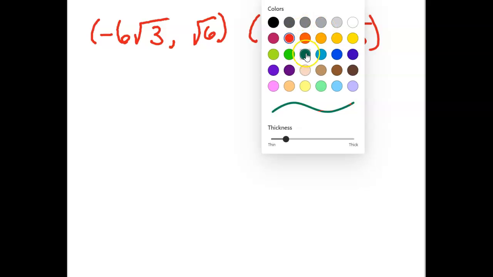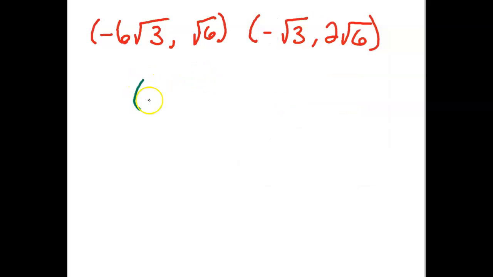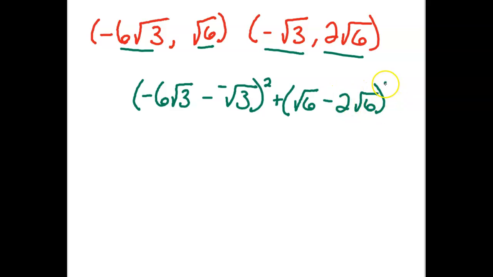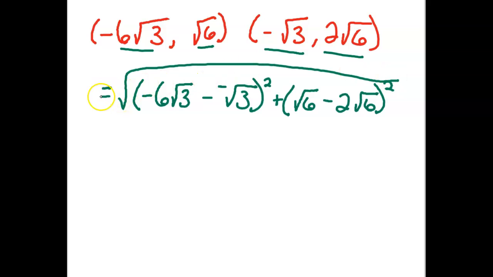So now as I begin to set this up, I'm going to take my x values and I will subtract those. So I'm just going to say negative 6 square root of 3 minus a negative square root of 3. We're going to square that quantity. Plus, and then we'll take our y values. We have the square root of 6 minus 2 square root of 6 quantity squared. And I'm going to take the square root of all of this. That's going to give me my distance.